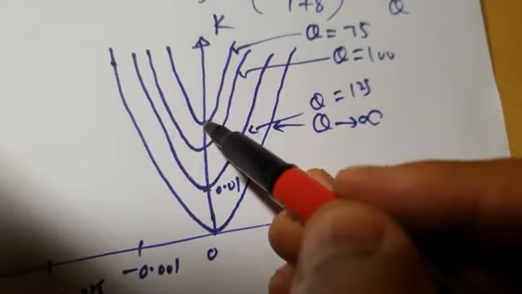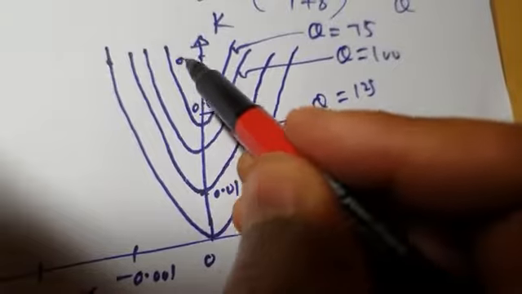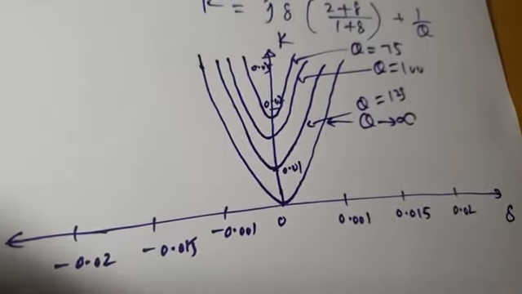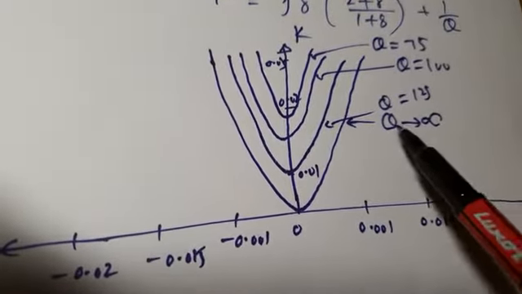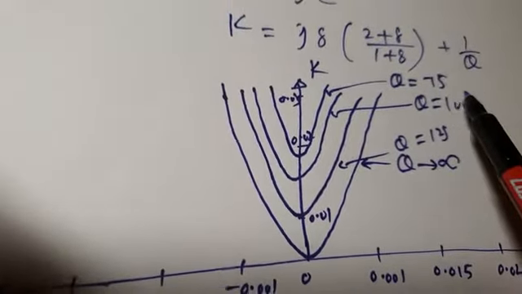Okay, so this may be your 0.02, then this may be 0.03, and so on. So this graph shows variation of K with delta for different values of Q. For Q equal to infinity, Q equal to 125, Q equal to 100, Q equal to 75.